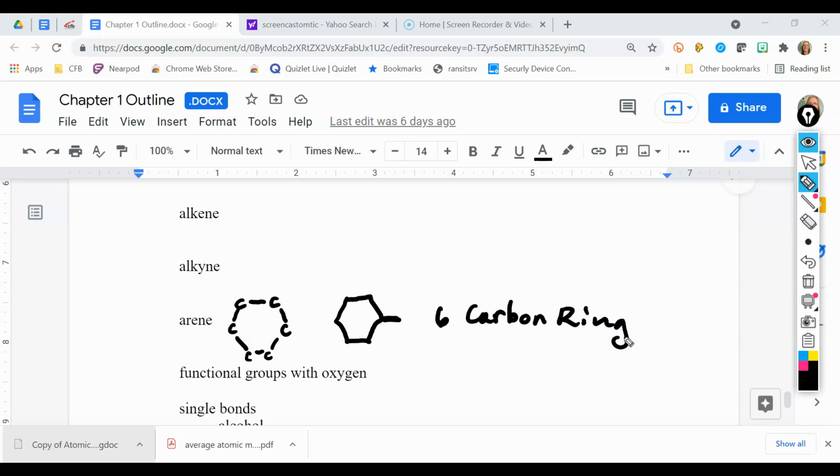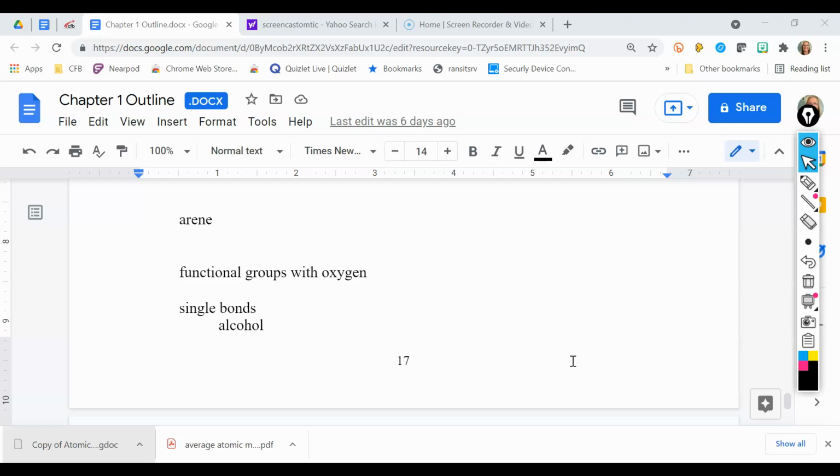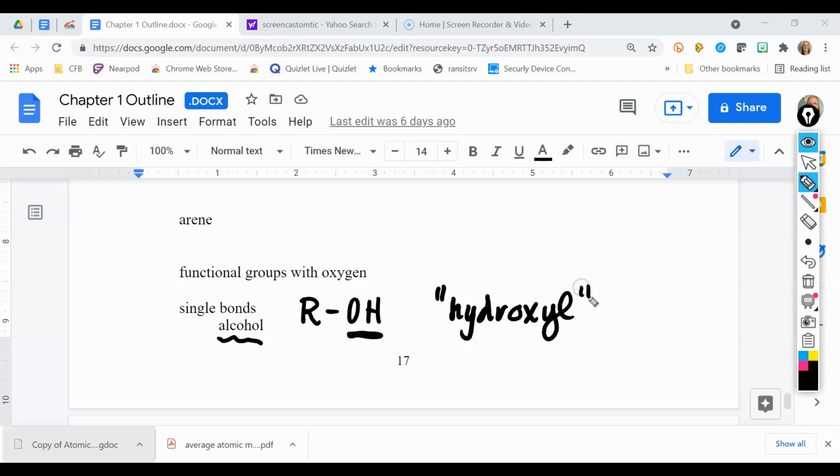Okay, so those are our main carbon functional groups, but now we're going to get into some other types of functional groups that might be seen as well. Single bonds with oxygens: this one is going to be with an alcohol, so our main carbon chain will also have this OH attached to it. This is the functional group. It is called an alcohol. In organic, you will also see it called a hydroxyl group, and that is your functional group for alcohol there.